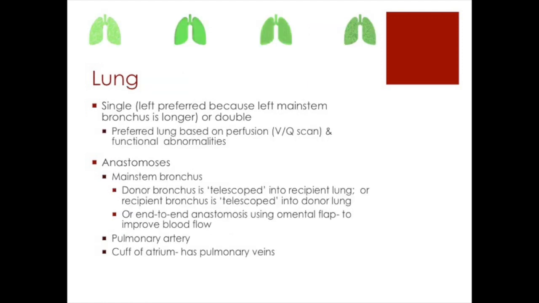Some recipients get a single lung transplant and some get a double. When they do a single, the left is preferred because the main stem bronchus on the left side is longer. For a lung transplant, the donor bronchus is telescoped into the recipient lung, or vice versa: the recipient bronchus is telescoped into the donor lung. Sometimes they do an end-to-end anastomosis using some type of flap called an omental flap, and that helps to improve the blood flow in that area. Other anastomoses, of course, include the pulmonary artery, and then they have to anastomose the cuff of the atrium that has the pulmonary veins in it.